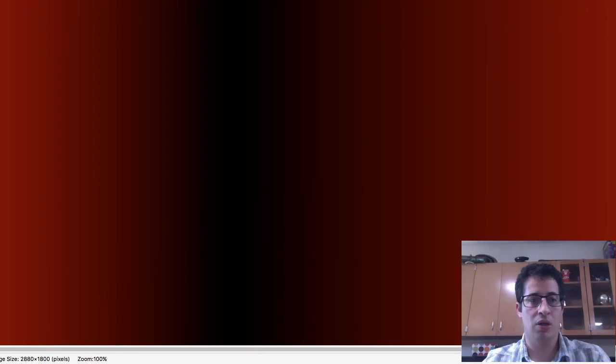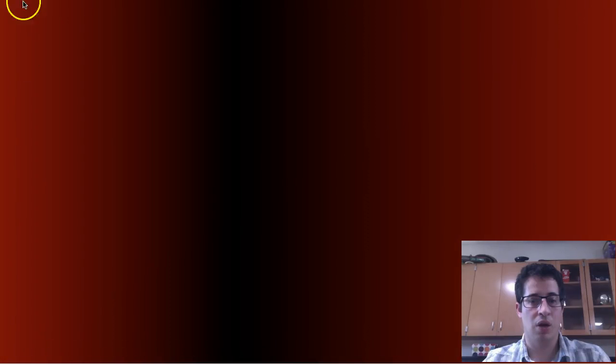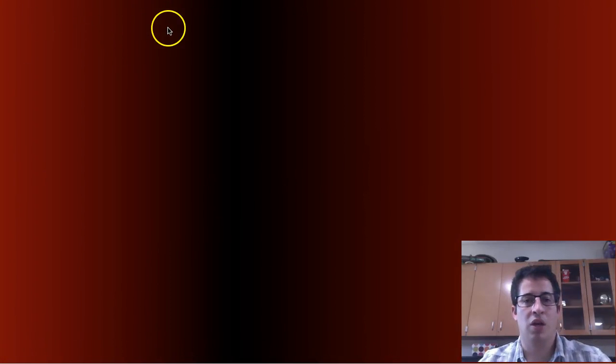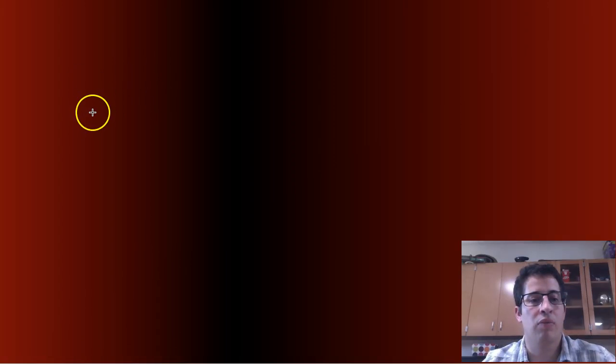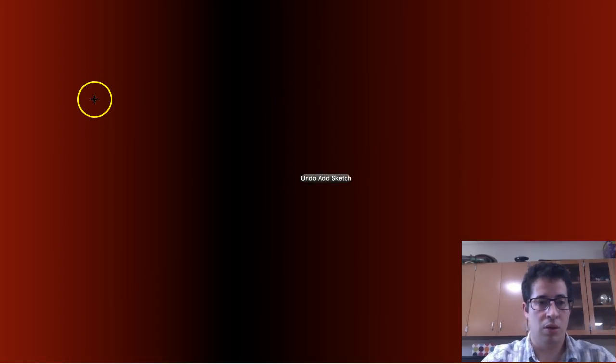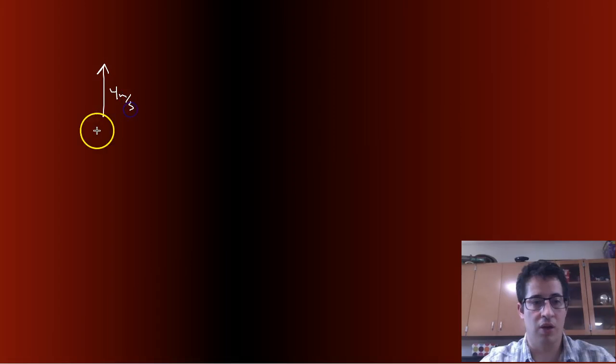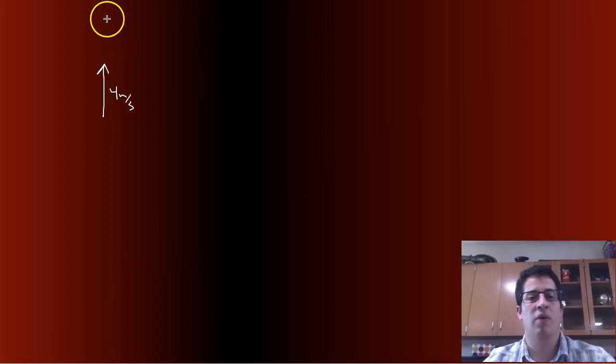Alright, so now we're going to be talking about relative motion in 2 dimensions, and it's pretty similar to 1 dimension with some key differences. So again, we're going to look at an example. Let's say we have something moving this way at 4 meters per second. Well, it's going to keep going that way at 4 meters per second.